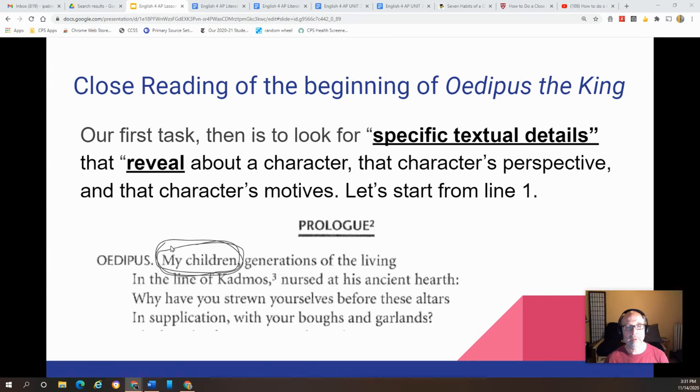So immediately, I was struck by my children. Now I'm going to notice more than that as I get into it, but I'm really struck by this way he has of addressing his political subjects as his children. That's an incredibly close relationship.